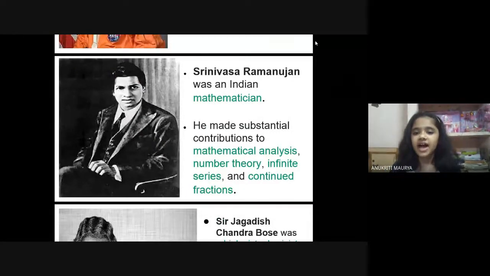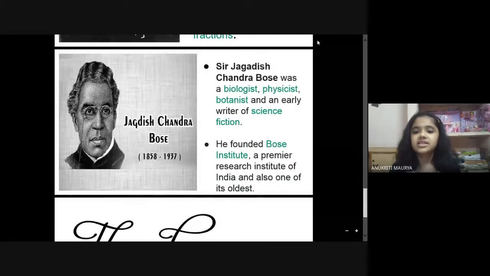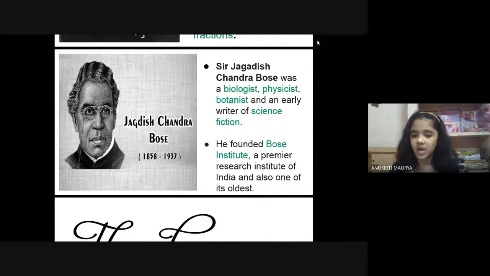Fifth, Srinivasa Ramanujan. He was an Indian mathematician. He made a theory of numbers. He is also known for the Ramanujan constant and Ramanujan theta function. Sixth, Sir Jagdish Chandra Bose was a biologist, physicist, botanist, and an early writer of science fiction. He invented a crescograph, a device for measuring a plant's growth.